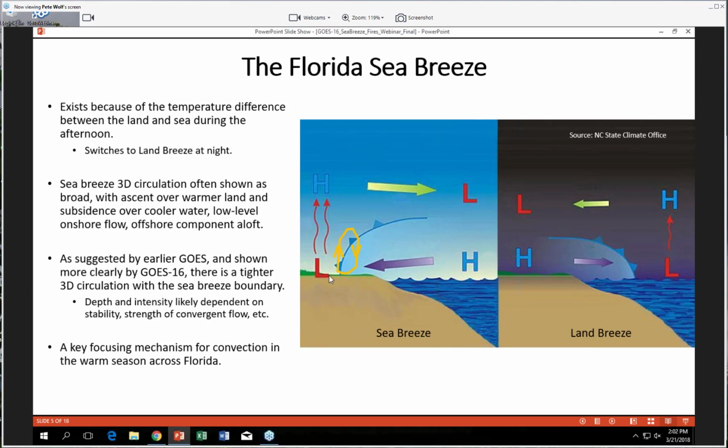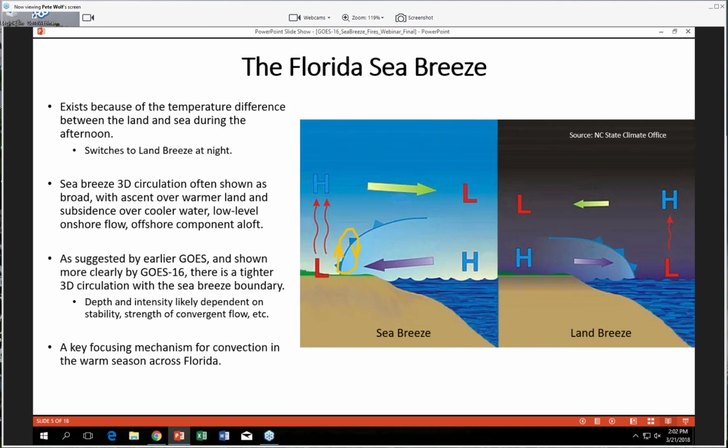relatively speaking, lower pressure develops over the land, air rises, and then we have sinking air over the ocean, and a force directed inland, which results in onshore flow at low levels, and we see a kind of a westerly component to the flow aloft. And so what's often taught about sea breeze circulation is this broad circulation that appears to exist to drive the sea breeze. And of course at night, when the land becomes cooler than the water, it reverses and becomes a land breeze.